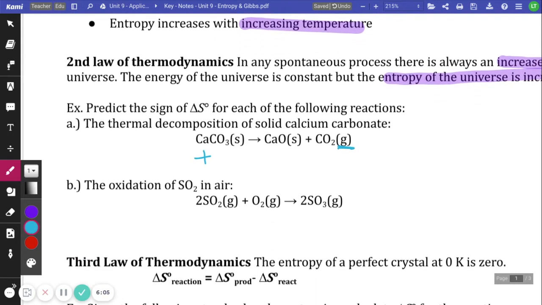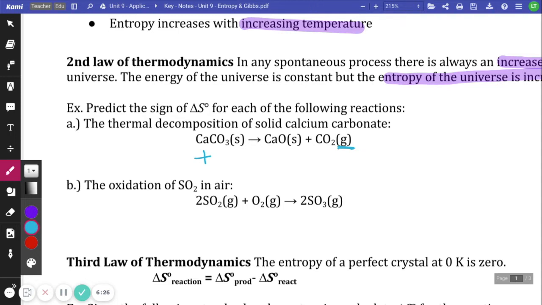All right. For our next one, I want you guys to take a minute, look at it, and pause the video if you need to, and figure out what you think the change in entropy would be. Again, look at your list, see if you can figure it out. So go ahead and pause it if you need to.